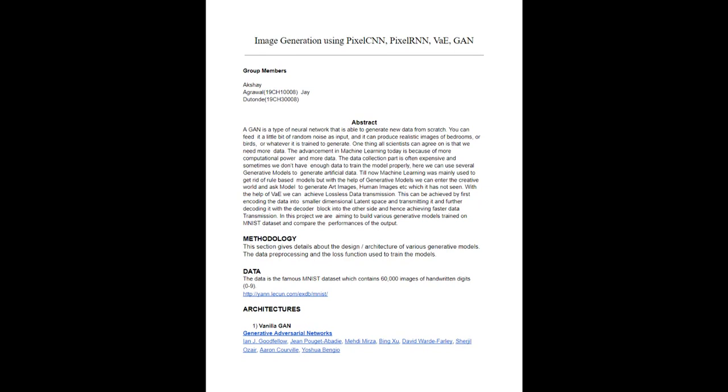Till now, machine learning was mainly used to get rid of rule-based models. But with the help of generative models, we can enter the creative world and ask our model to generate art images, human images, etc. With the help of VAE, we can achieve lossless data transmission.